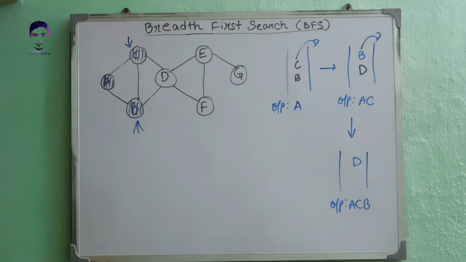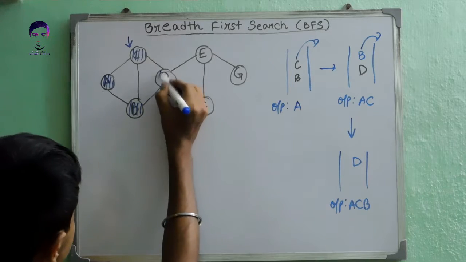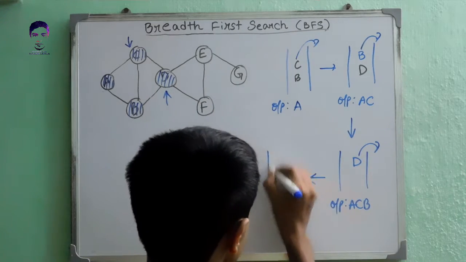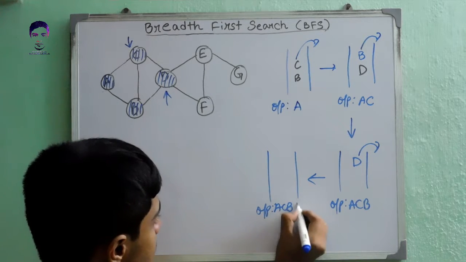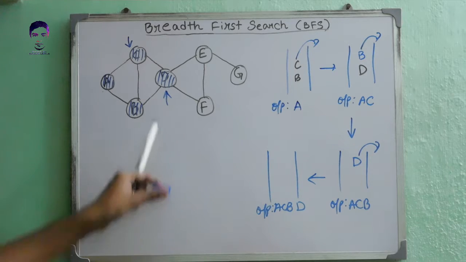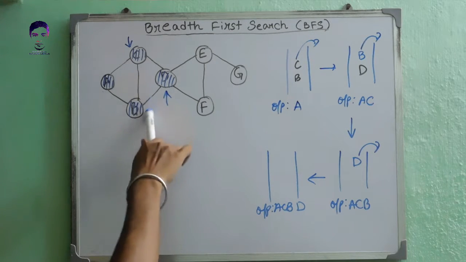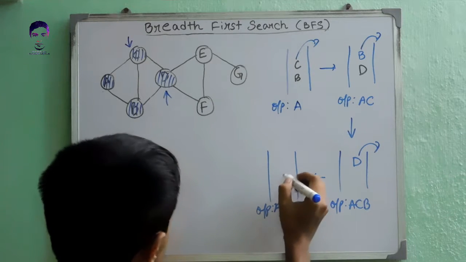So what we will do is we will update our currently working node to D and mark it as visited and just pop it out from here. So what will be our status? Our output will be A, C, B, D. Now let's check adjacency for D, and we can see that we have C, B, E and F. Since B and C are already visited, we are left with E and F. So we will just enqueue them.